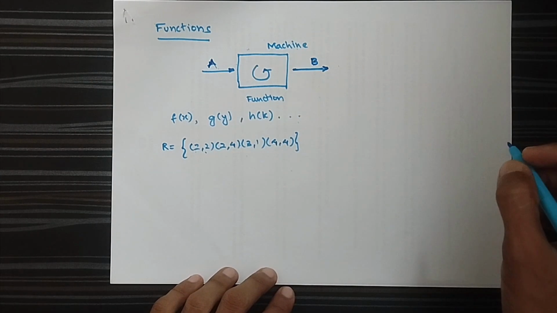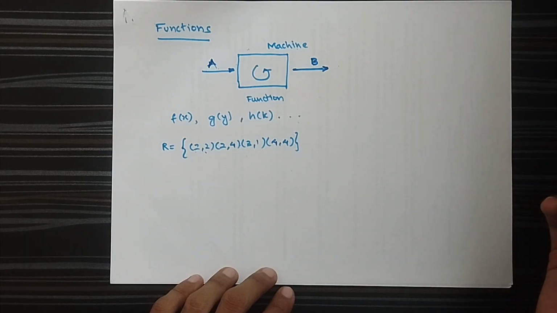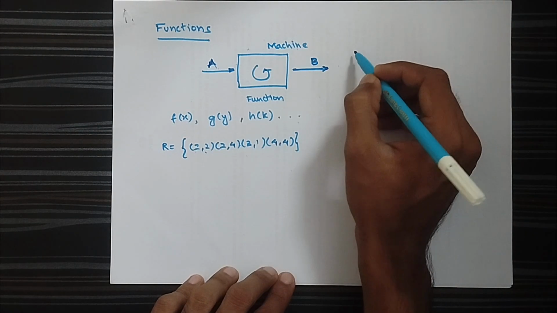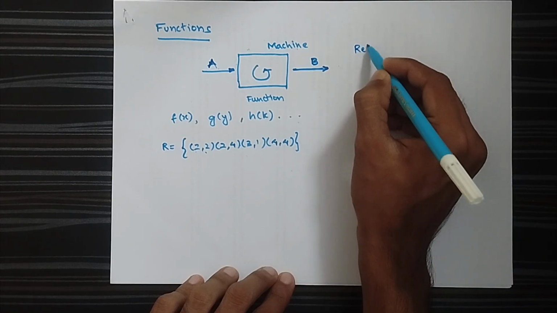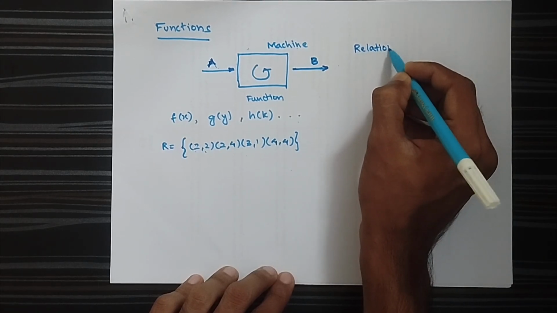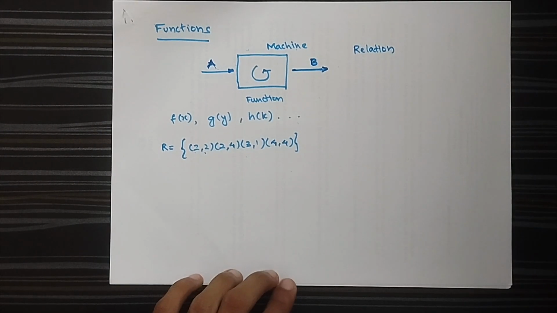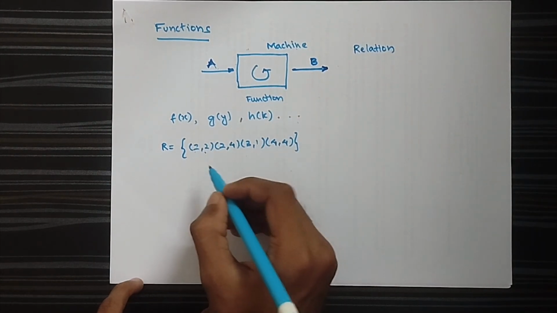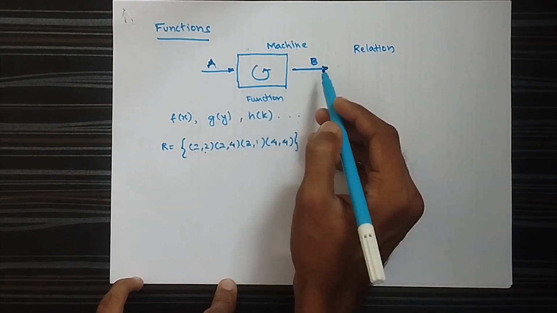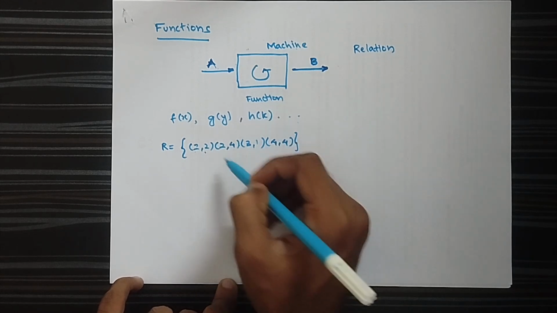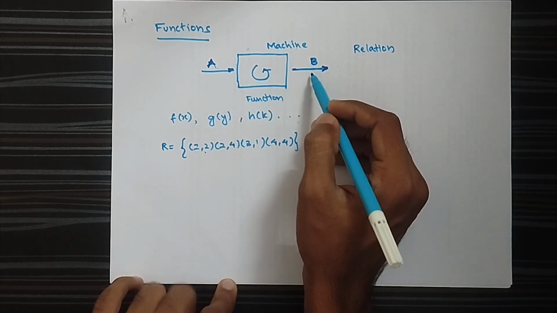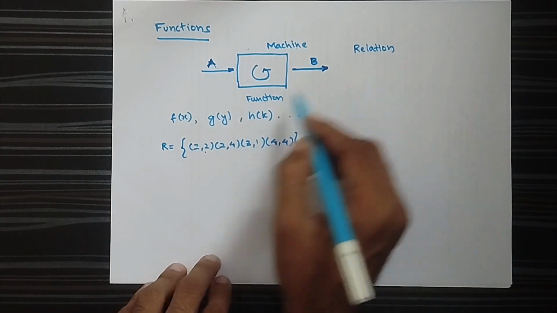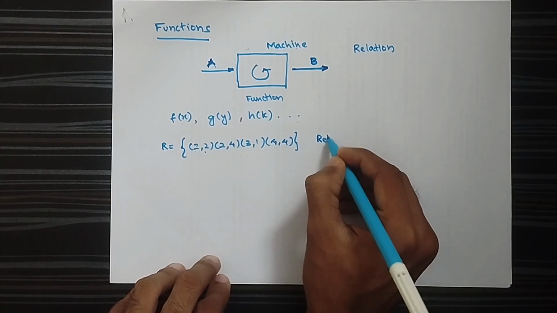That's because we cannot term this as a function. The machine has corrupted, so this may no longer be a function. This is just a relation. A relation is something that processes it, but the output is not constant. So like in this case, where 2 was given and 2 was the output, if we give 2 the second time, 4 was the output. So it's not constant in its output. So this can be termed a relation.